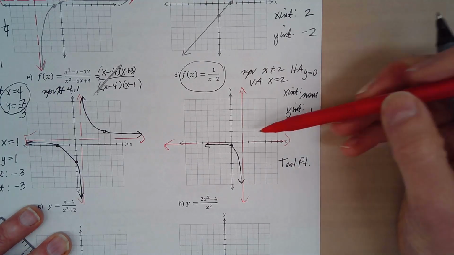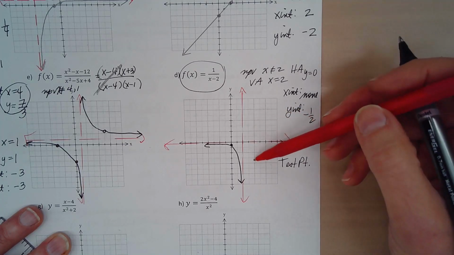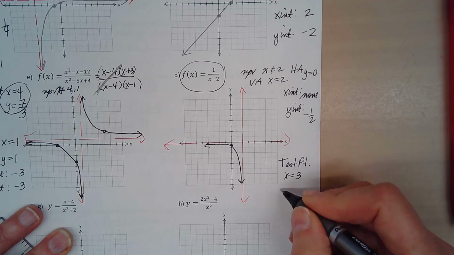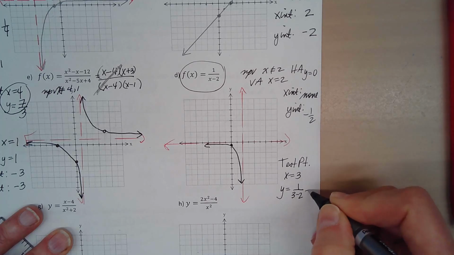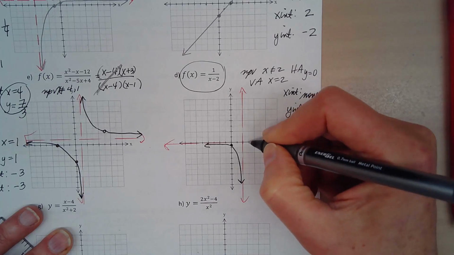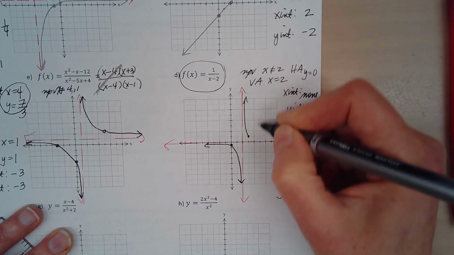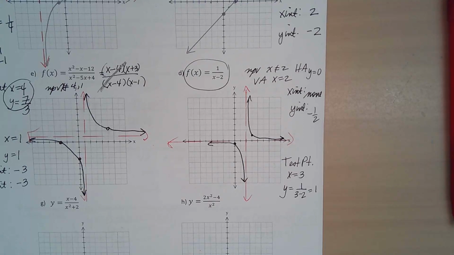So what value of x should I use over here? Yeah, anything greater than 2, right? Make it easy, so do x equals 2. So y equals 1 over 1. Okay, so at 3, 1, 2, 3, y is 1. Okay, so sure enough, that's it. That was an easy one, right?